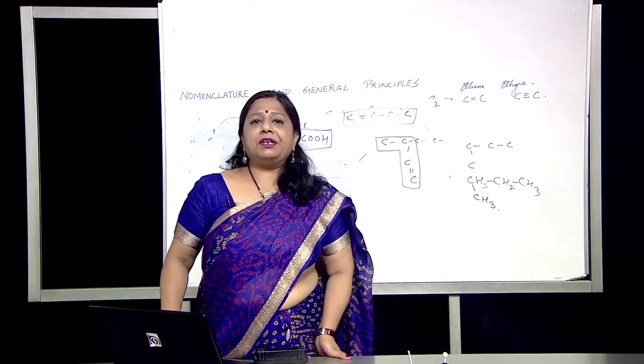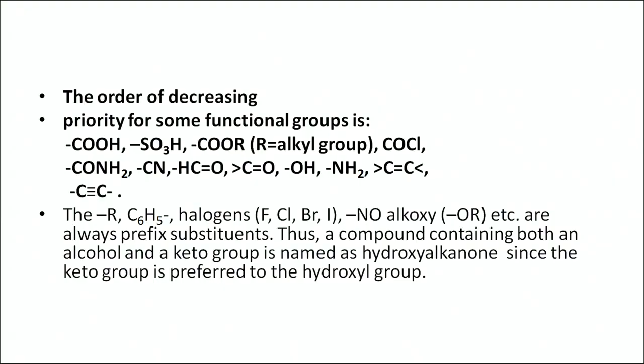Most importantly, you need to remember the order of decreasing priority of functional groups. The highest priority is given to the carboxylic group, then you have sulfonic acid, esters, acyl chlorides, acyl amides, nitriles, aldehydes, ketones, OH, NH2, C double bond C, ethene, and then ethyne.